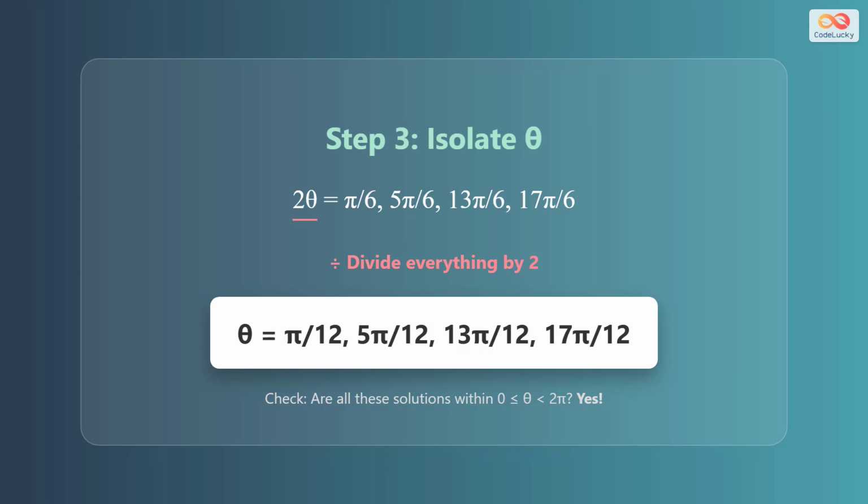To finish the problem, we need to solve for theta alone. We do this by dividing every single answer by 2. Pi over 6 becomes pi over 12. 5 pi over 6 becomes 5 pi over 12, and so on. Notice that all 4 of these final answers fit perfectly within our original 0 to 2 pi limit.